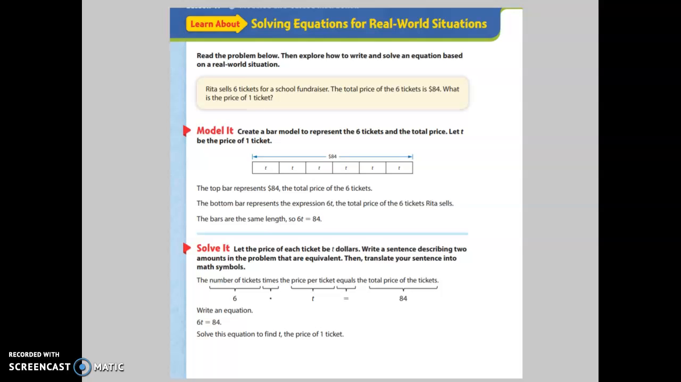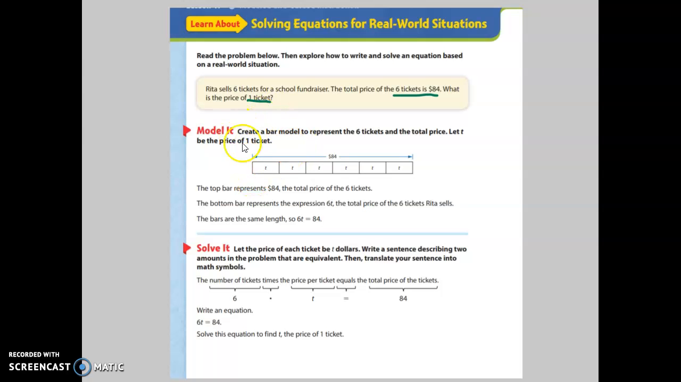Read the problem below, then explore how to write and solve an equation based on a real-world situation. It says Rita sells 6 tickets for a school fundraiser. The total price of the 6 tickets is $84. What is the price of one ticket? So she sold 6 tickets and she got $84. And we want to know the price of one ticket.